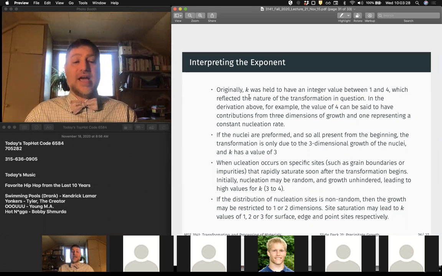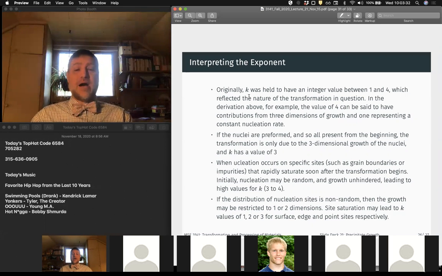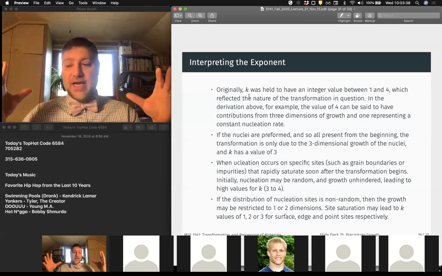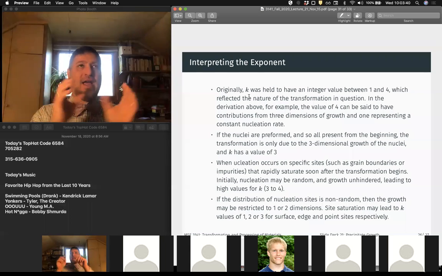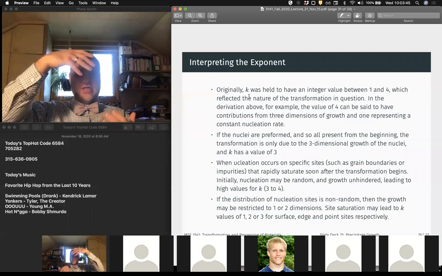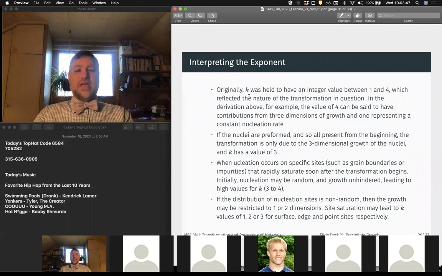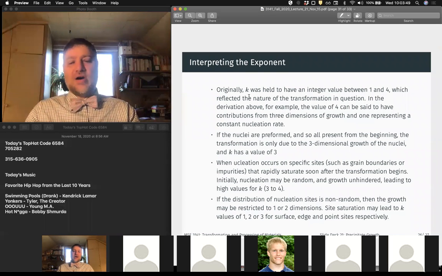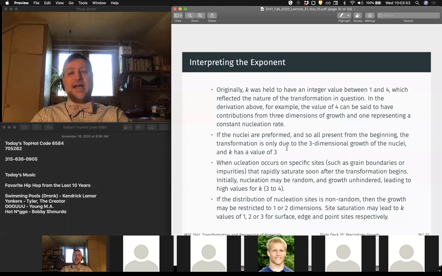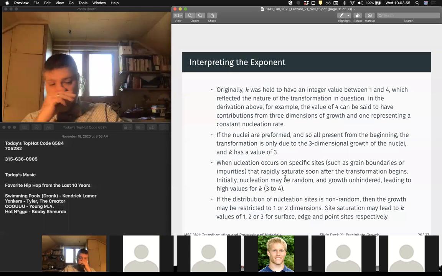If the nucleation occurs on specific sites only, like grain boundaries or impurities that rapidly saturate, but then we can grow unhindered, right? If we have large grains and nuclei only appear at the grain boundaries and then they can grow and take up the whole grain, we get values that are on the high side, 3 to 4, right? Obviously, we're not going to have an integer here in this case.